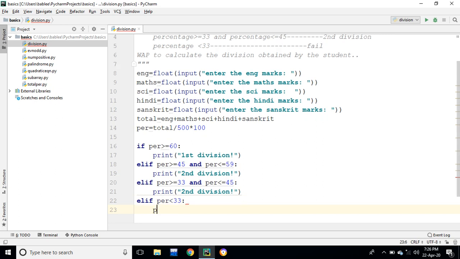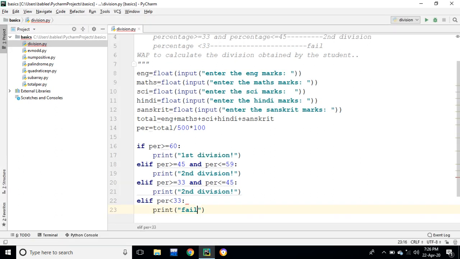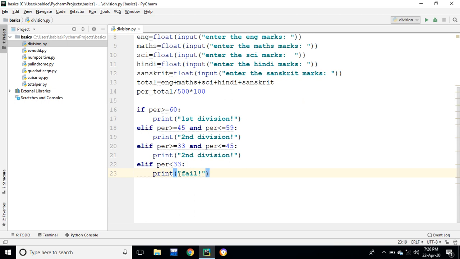we simply print fail. So here we have completed our program. So let's check it, let's run it.